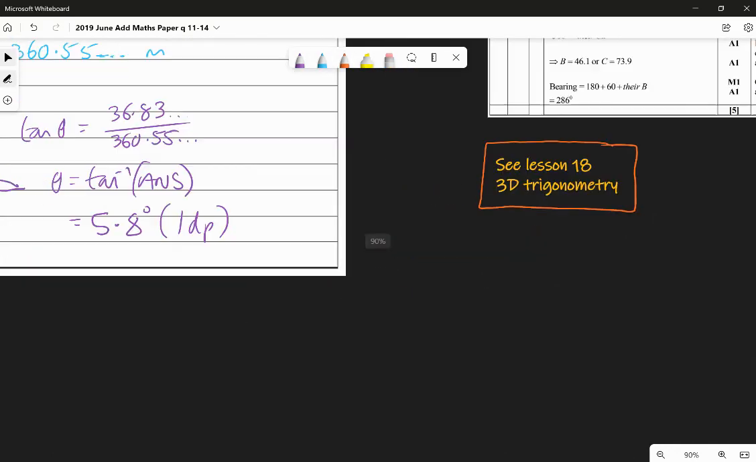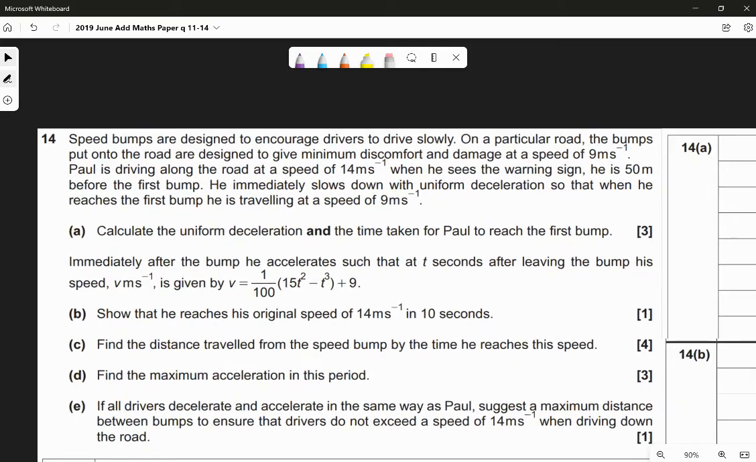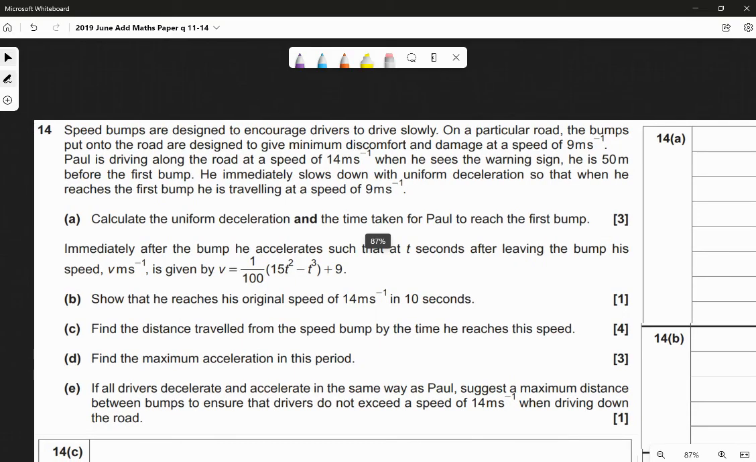So let's go on to the last question. Question 14. All right. Speed bumps. Lovely. Speed bumps are designed to encourage drivers to drive slowly. On a particular road, the bumps put onto the road are designed to give minimum discomfort and damage at a speed of 9 meters per second. So if you're going at 9 meters per second, you should get very little discomfort and damage. Paul is driving along the road at the speed of 14 meters per second.